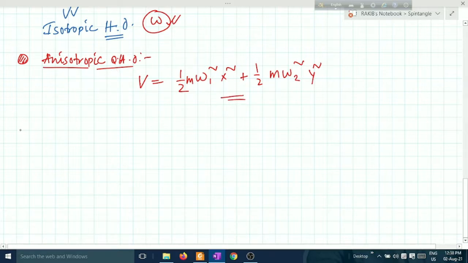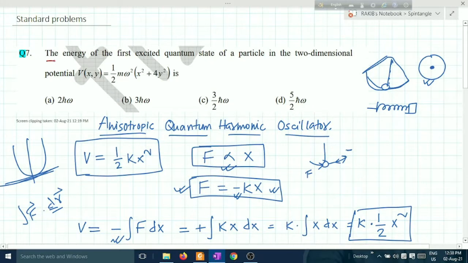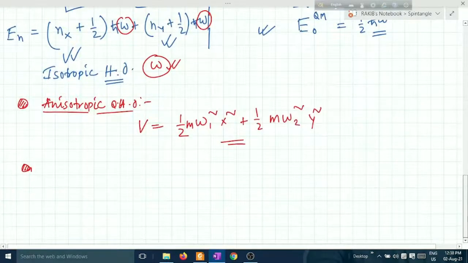Now see what the problem was. The problem was the energy of the first excited quantum state of a particle in a two-dimensional potential V(x,y) equal to this. This means writing down the potential first. What is the given potential in the question?